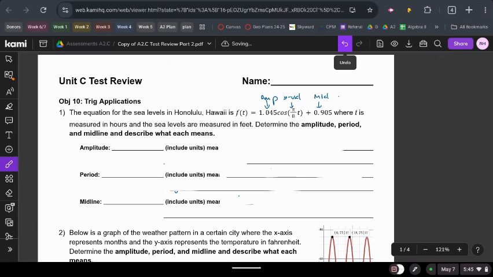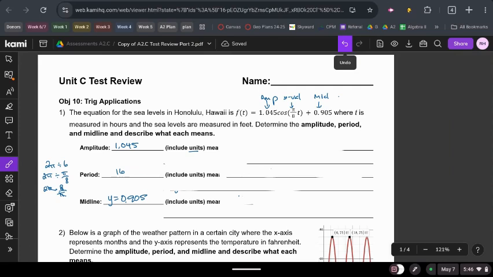And so I know that this will be 1.045, this will be 0.95, but we can't forget the y equals because it is a line. And then the period is taking 2 pi and dividing it by the b value. So 2 pi divided by pi over 8 is the same as 2 pi times 8 over pi. The pi's will cancel and you're left with 16.